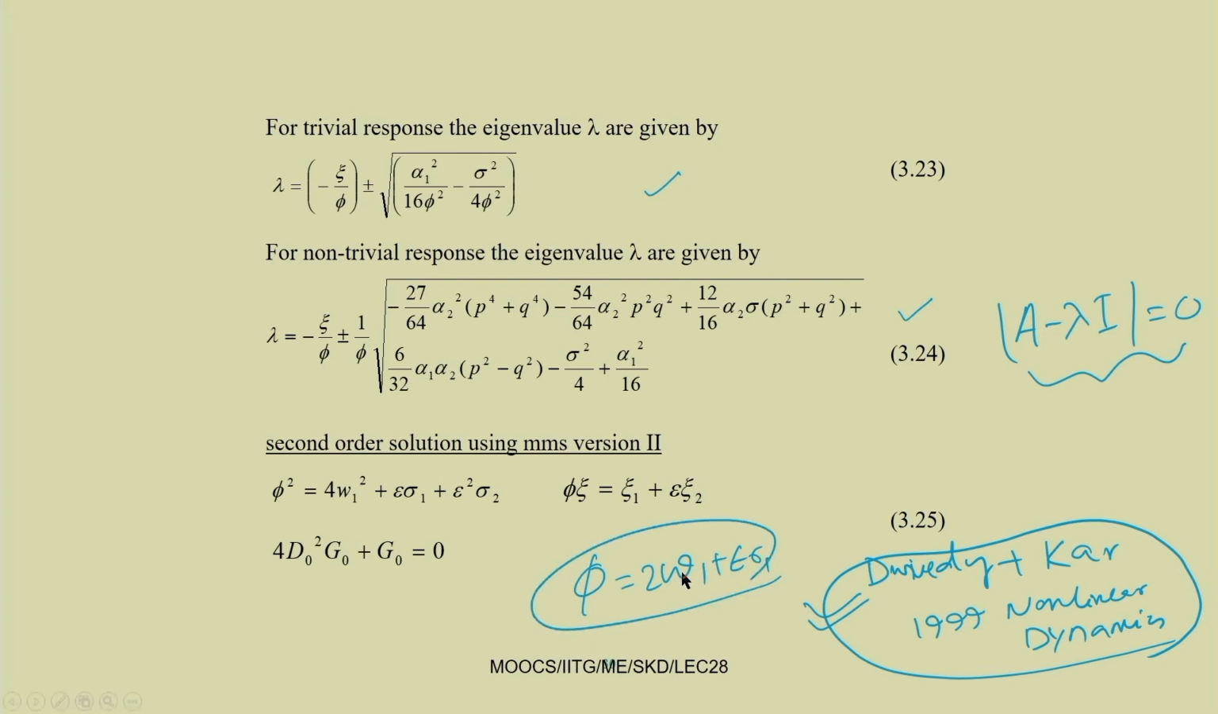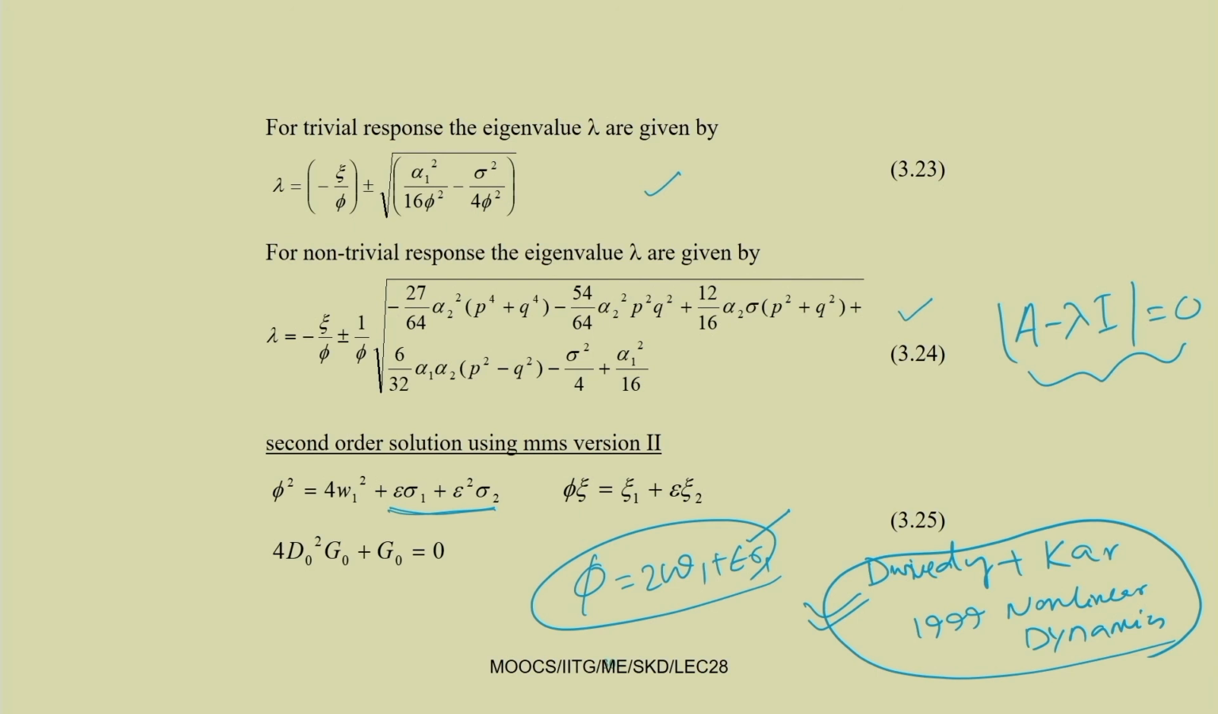So, this is nearly equal to twice omega 1, that is the principal parametric resonance condition, plus epsilon sigma 1, where sigma 1 is the detuning parameter. But here we are taking it in the form of phi square, so 2 square, that is 4 omega 1 square, and here we are going up to epsilon square. So, we are using 2 detuning parameters: 4 omega 1 square plus epsilon sigma 1 plus epsilon square sigma 2. And the damping term, phi zeta, we write equal to zeta 1 plus epsilon zeta 2.